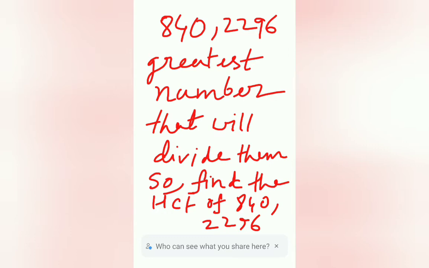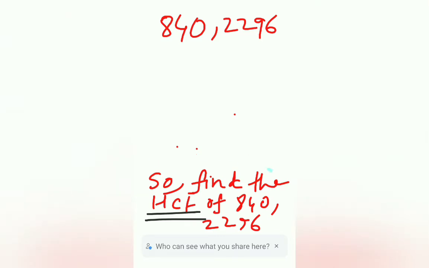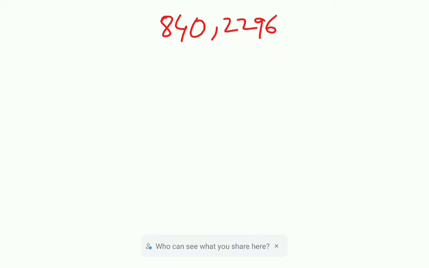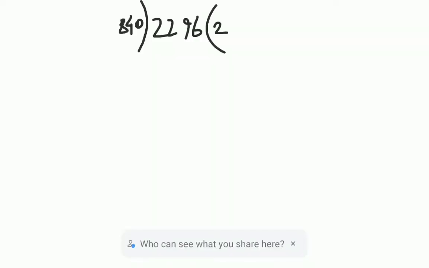And 840 and 2296 is the dividend. You know that HCF is called GCD, greatest common divisor. Then divide 840 by 2296. Find the HCF. This is the division method you are watching now.